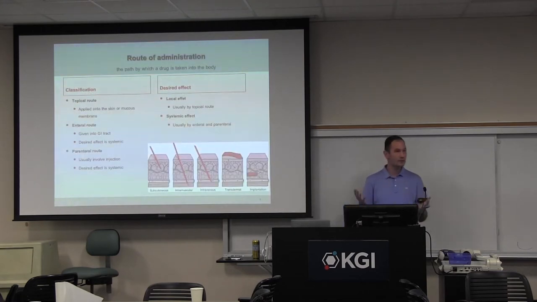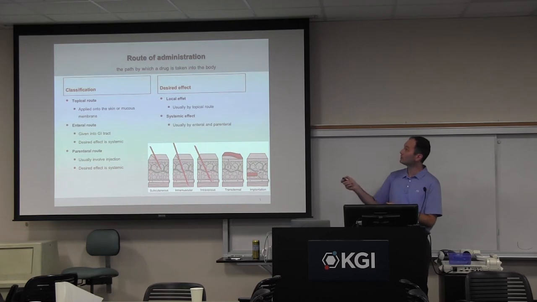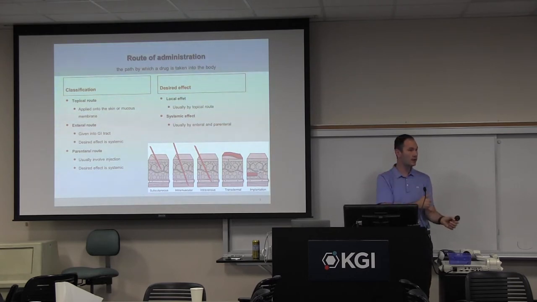Another way of splitting drugs is by the way you administer them. You can take drugs orally, through your nose, through your ears, through your eyes. You can inject them into veins, muscles, under the skin, or there can be a cream. So there are so many ways you can take drugs, and depending on how you take the drug, the effect will be different.